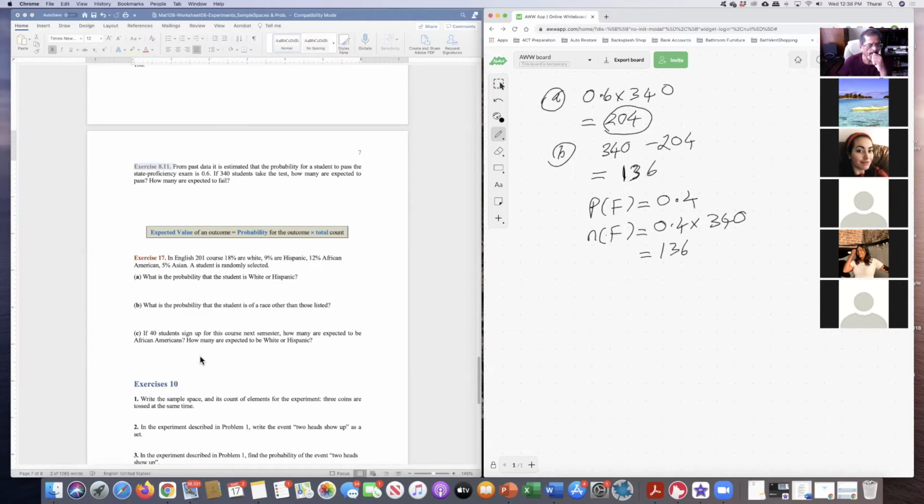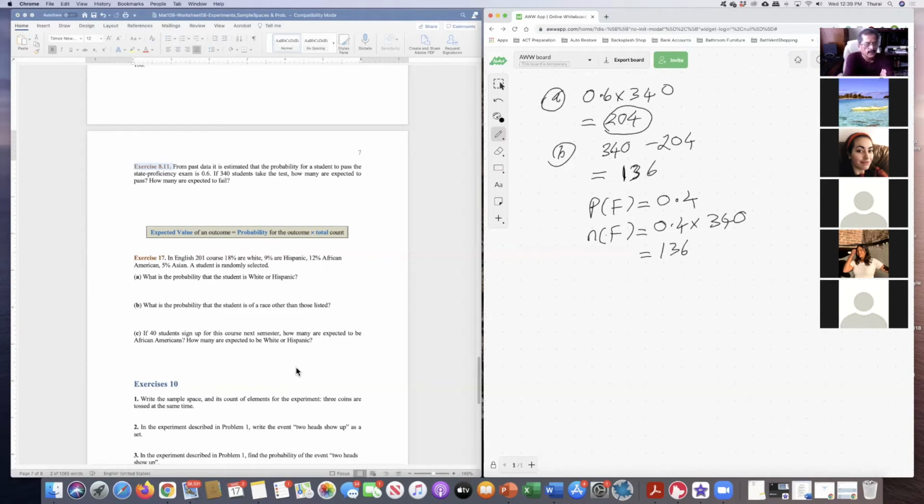Multiply 0.12 times 40. That's right. How many are expected? Sorry, letter B was 56 or 66? 56. Okay. Part B is 56% or 0.56. If 40 students sign up next semester, then how many are expected to be African American?